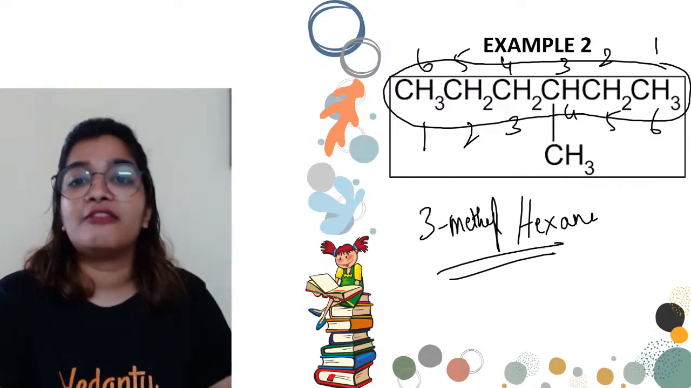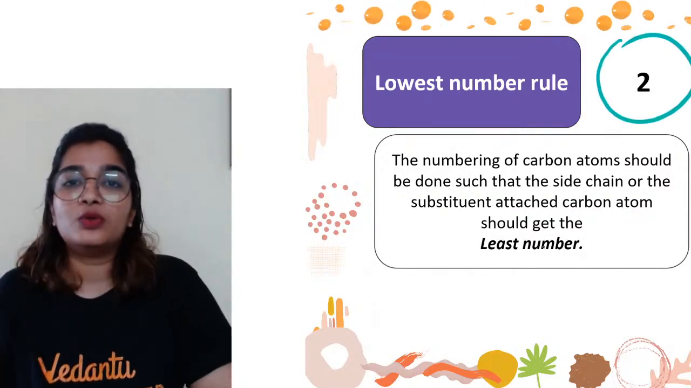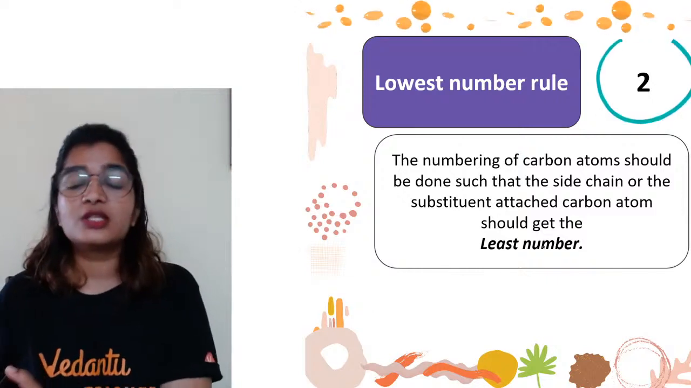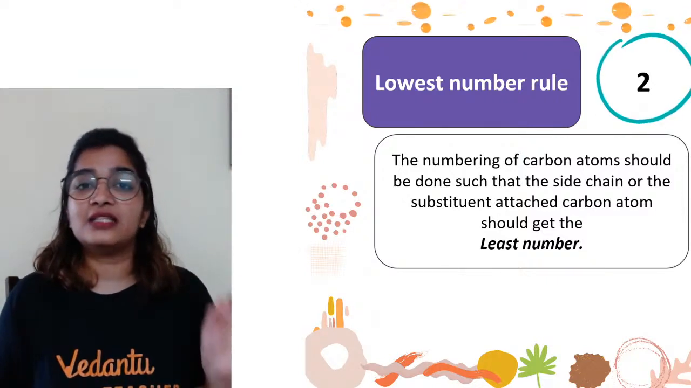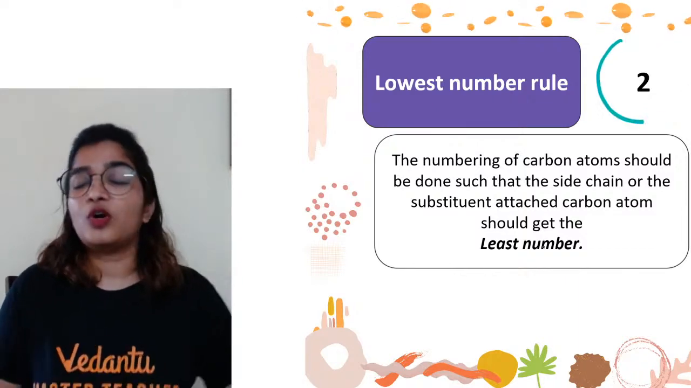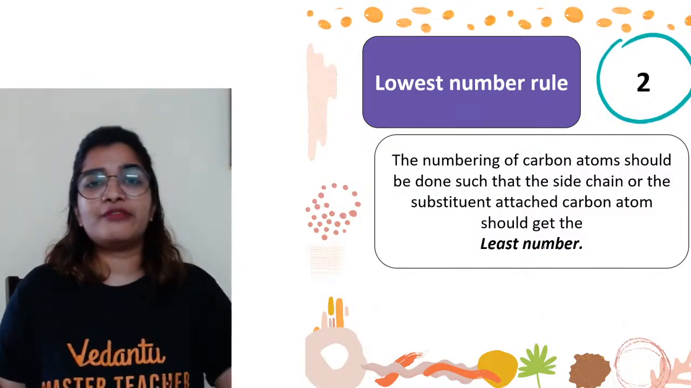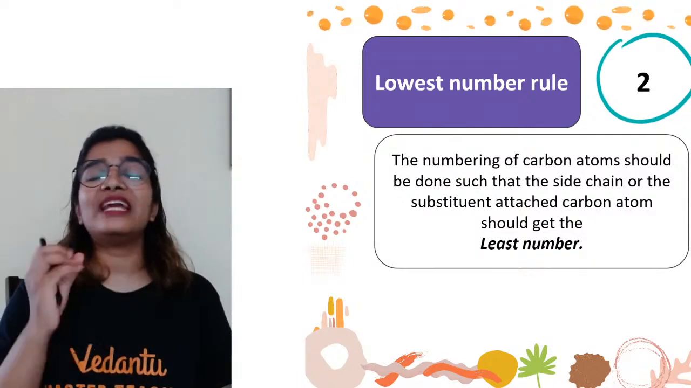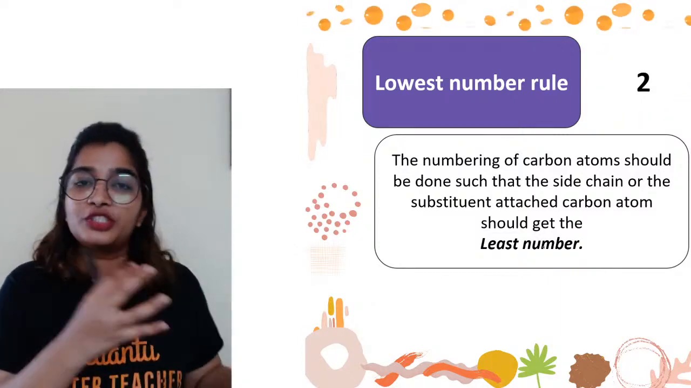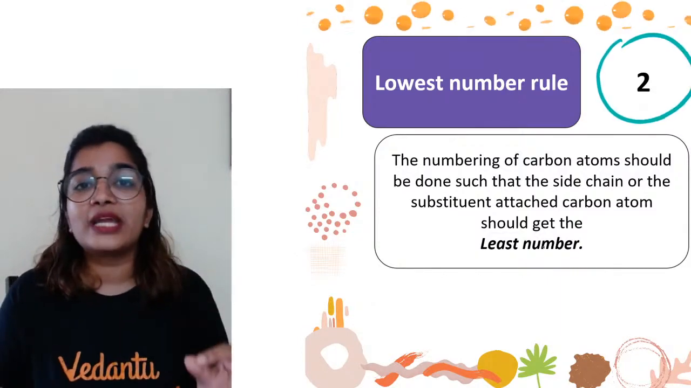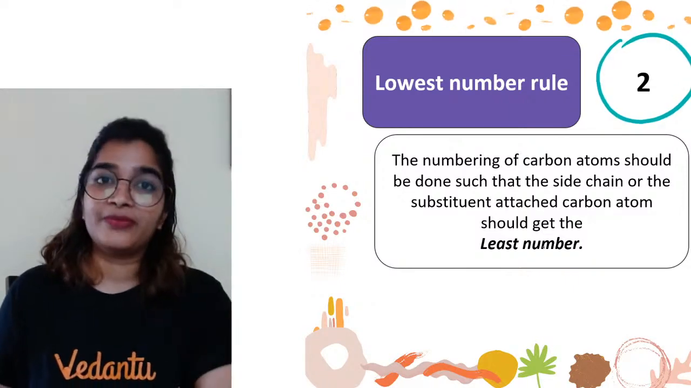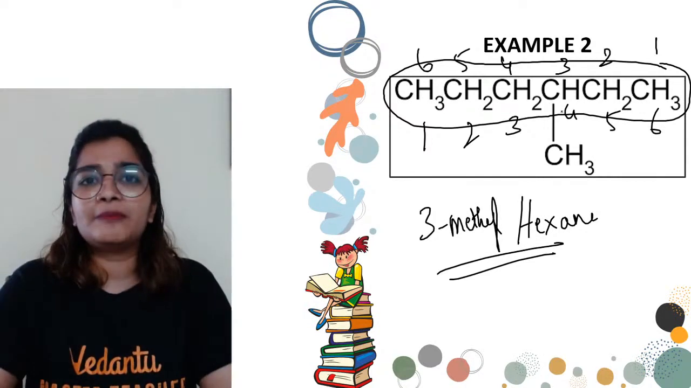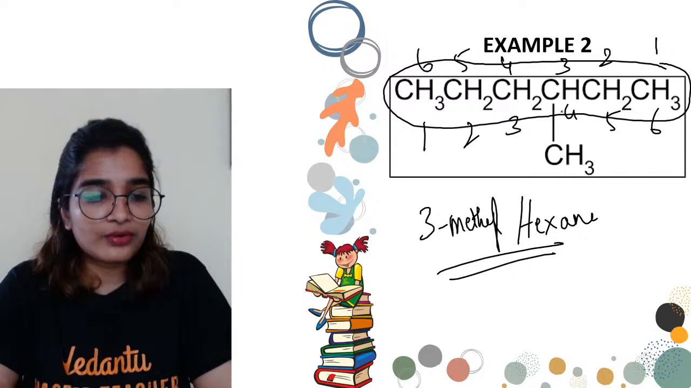That is because we have another rule, that is the lowest number rule. Whenever you are giving a position to a substituent, always make sure that it is getting the lowest number possible. You have two ways of counting, either from left to right or right to left. Go with the way in which the carbon to which that substituent is attached will get the lowest number possible. That is very important. Hence, we didn't go with 4 methyl hexane because you have 3. 3 is lesser than 4, right?